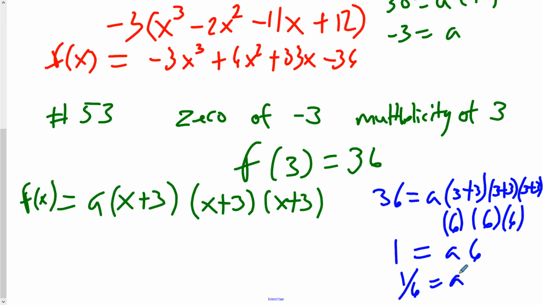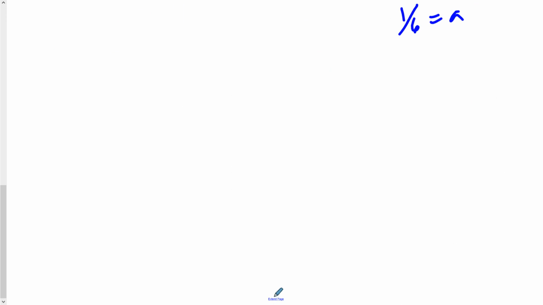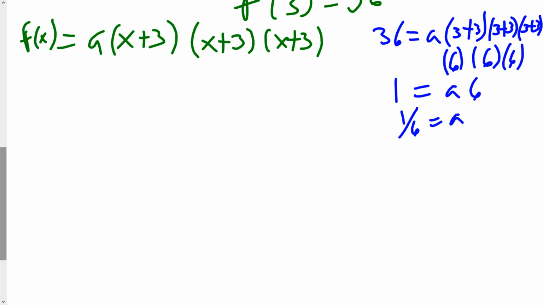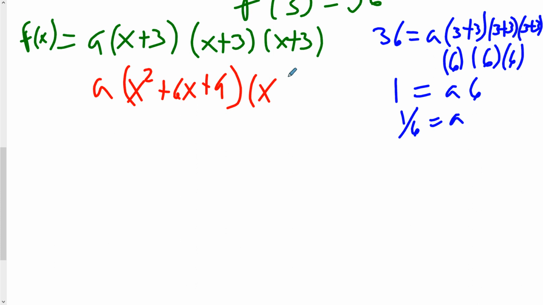So we know that. We can put it in right now, or we can just wait. It's fine. Okay, so now we can FOIL this out. This one's x squared plus 6x plus 9, and then we're going to distribute that to x plus 3. So on that one, we get x cubed.